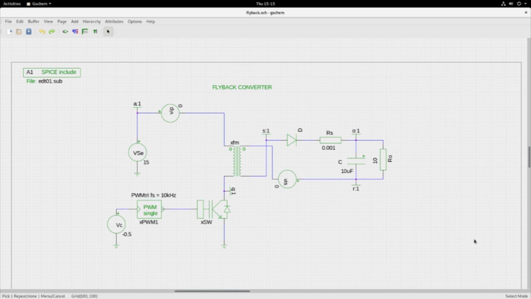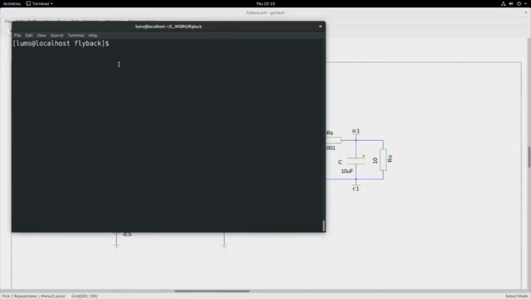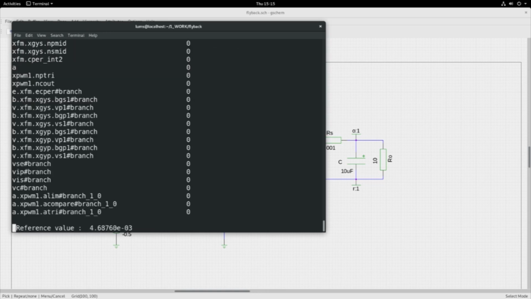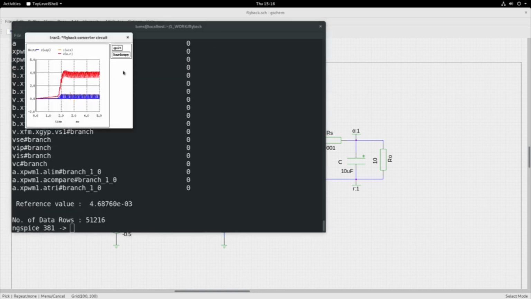So let us now go to the command window. In the command window, go into the flyback folder. Let me list the files. All the files are in place, and run the simulation. So let me make the netlist and invoke ngSpice and run the simulation. So I will call runsim. Like before, flyback is the circuit that you want to simulate. So let me run this. You will see that the simulation runs and displays the various plots.